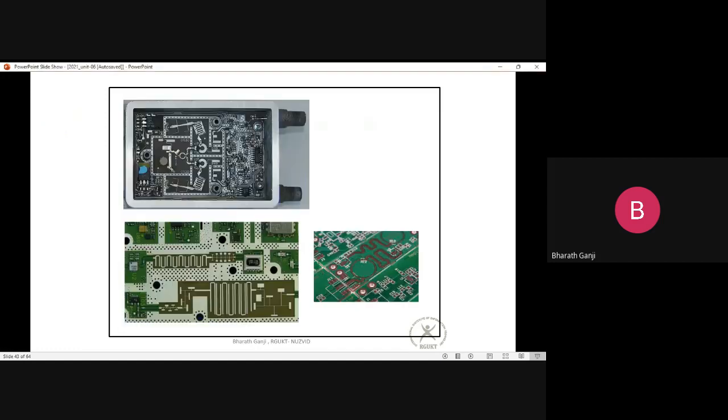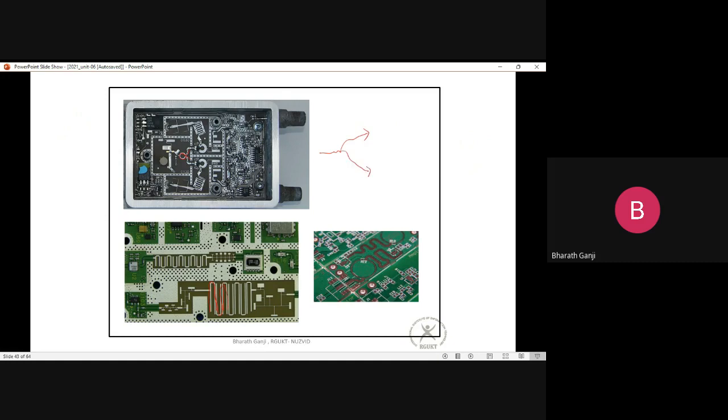So the microstrip lines, as you can see here, these are some PCBs, and you can see various traces like this. These are all actually filters. You can also see some power dividers. So the signal is coming like this, and you want to divide the signal into two parts, right?